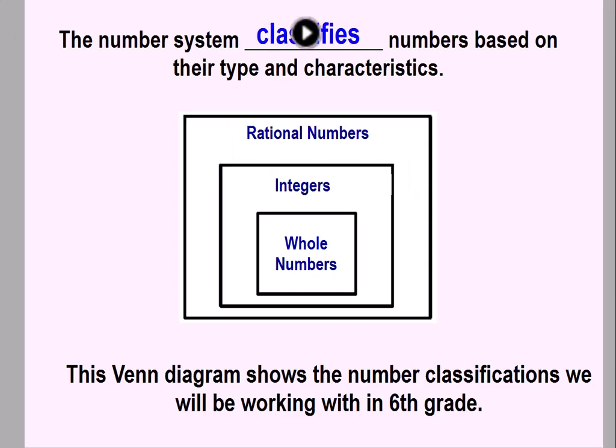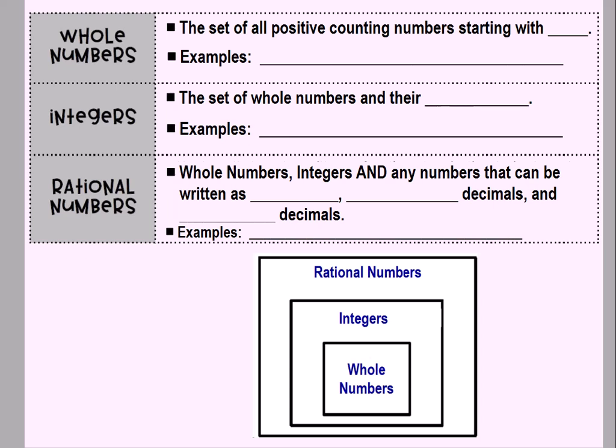Okay, the number system classifies numbers based on their type and characteristics. This Venn diagram shows the number classifications we will be working with in 6th grade. We will be working with the whole numbers, with the integers, and with rational numbers. So what exactly are these classifications?